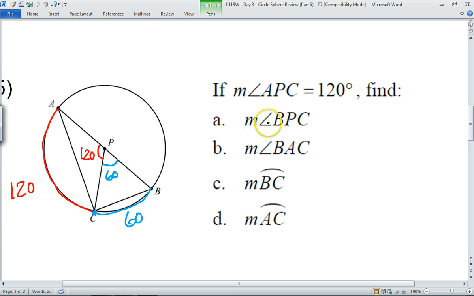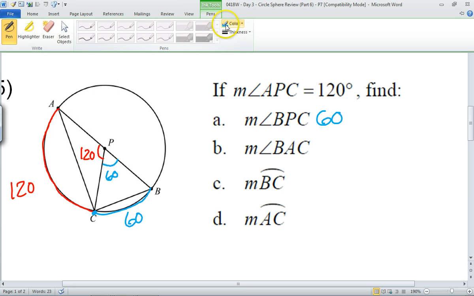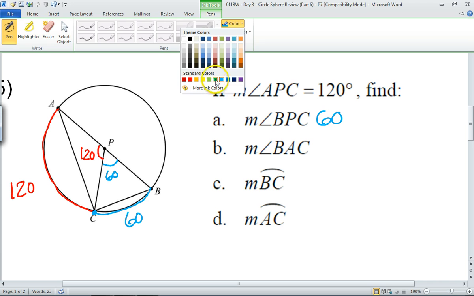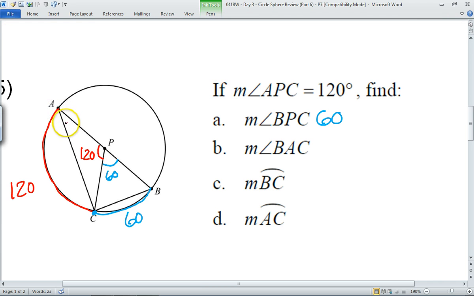Let's see how many questions we've answered so far. We're supposed to find the measure of angle BPC. Okay, so BPC, that's the blue angle. That's 60. We're supposed to find angle BAC. So BAC. We haven't found that one yet. 60 divided by 2. Excellent. I heard 2 people give me the right answer. BAC is this angle up here. That's going to be 30 degrees.